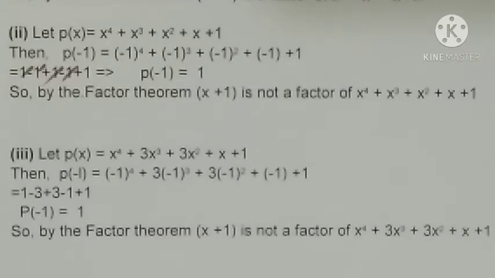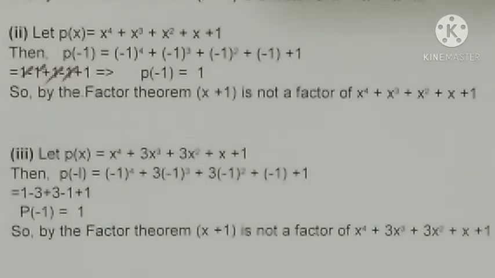So we are not getting the remainder as 0. Therefore we can say that x plus 1 is not a factor of x raised to 4 plus x cube plus x square plus x plus 1. Now what is the third question? Let P of x equal to x raised to 4 plus 3x cube plus 3x square plus x plus 1.